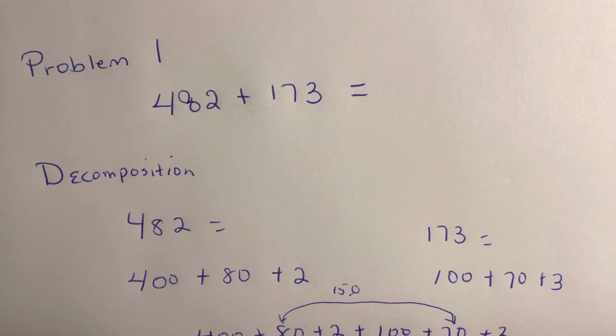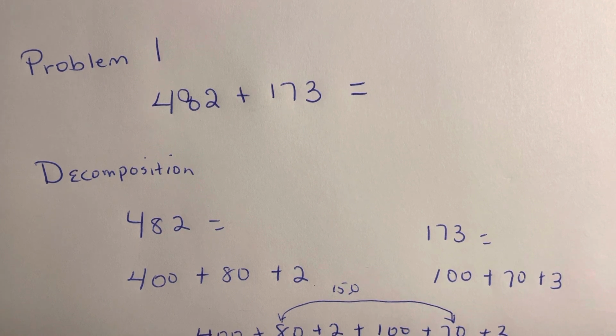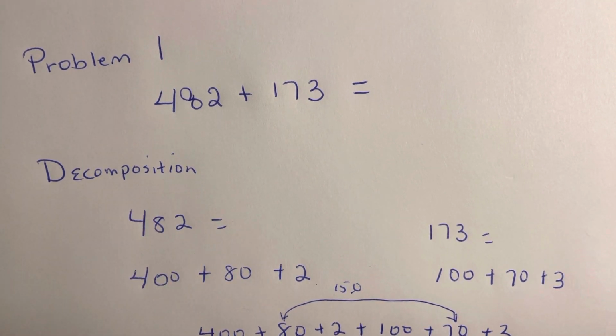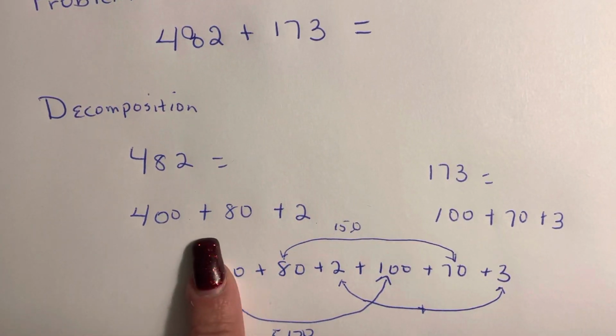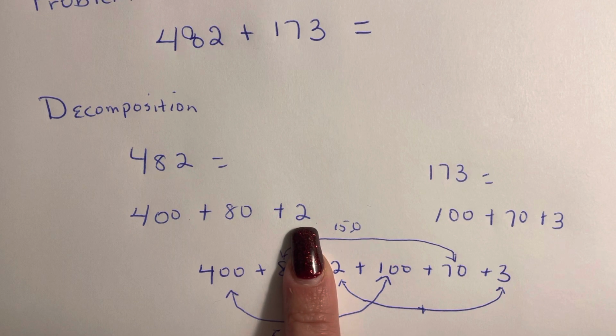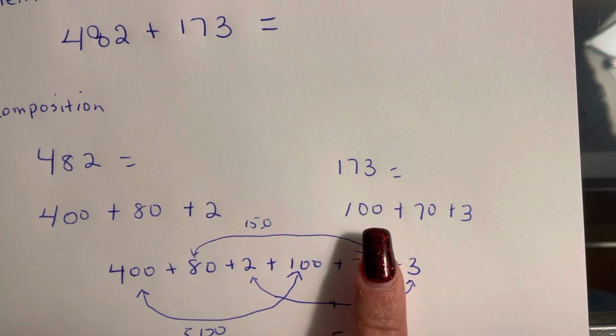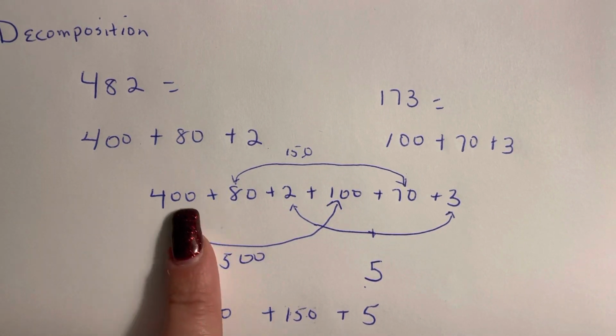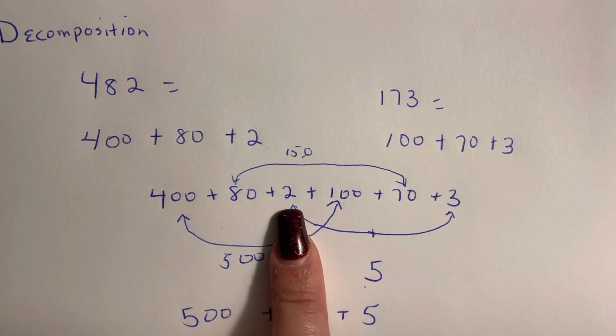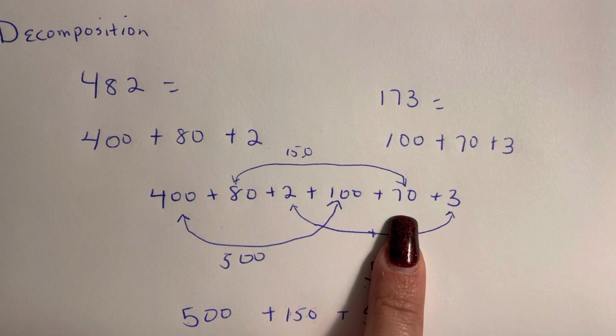For problem 1, for getting the sum of 482 plus 173, I used the decomposition method. So then 482 becomes 400 plus 80 plus 2, and 173 equals 100 plus 70 plus 3. So the way I wrote it out total is 400 plus 80 plus 2 plus 100 plus 70 plus 3.